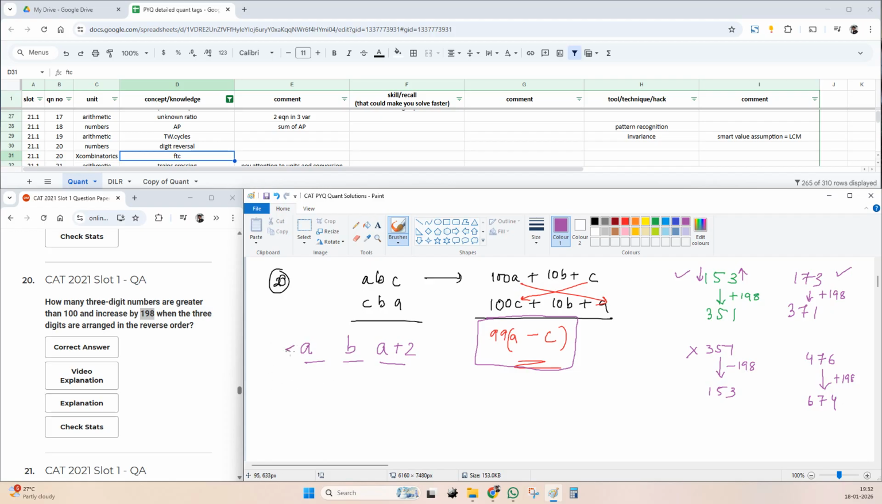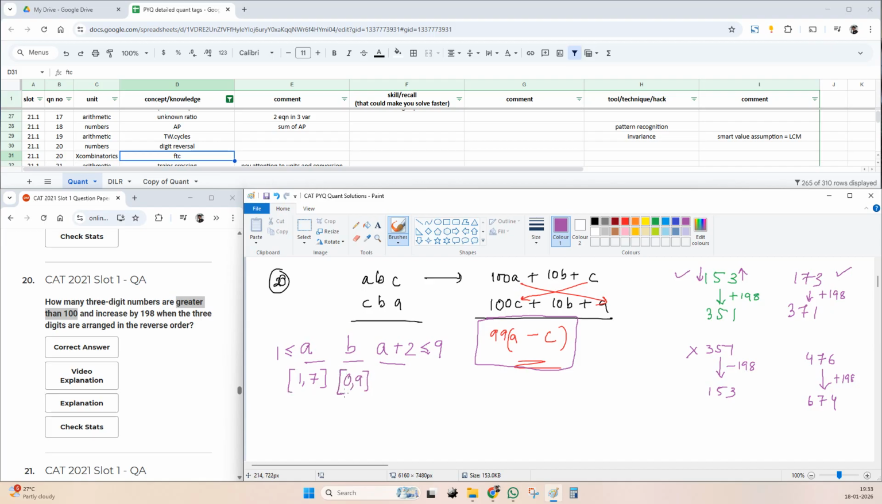Now A has to be at least 1, otherwise it will not be a 3-digit number. They've explicitly said that this number has to be greater than 100. So A has to be at least 1. But you also know that A plus 2 has to be at most 9, which means that A should lie between 1 and 7. B can be anything between 0 and 9.